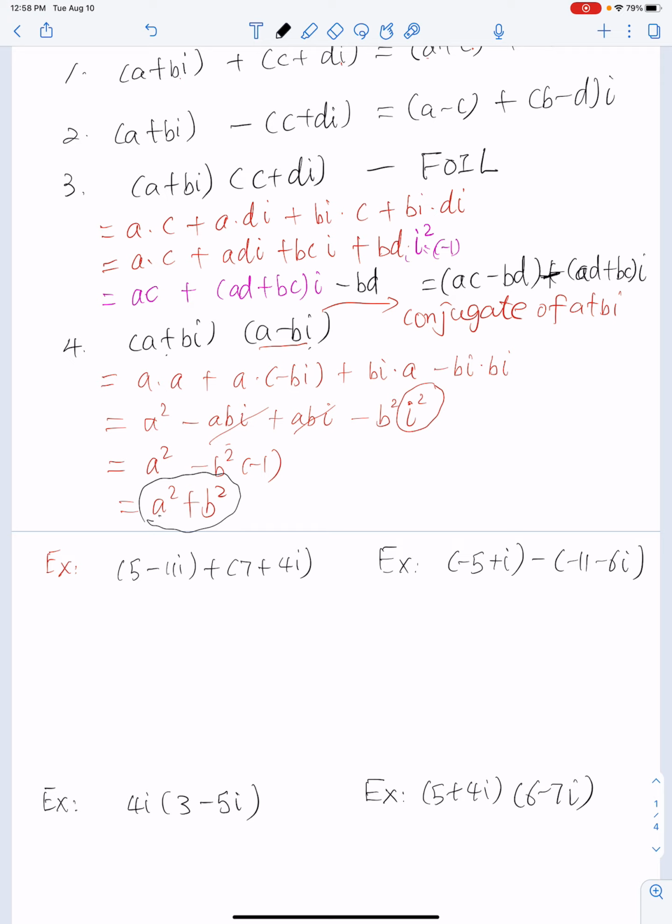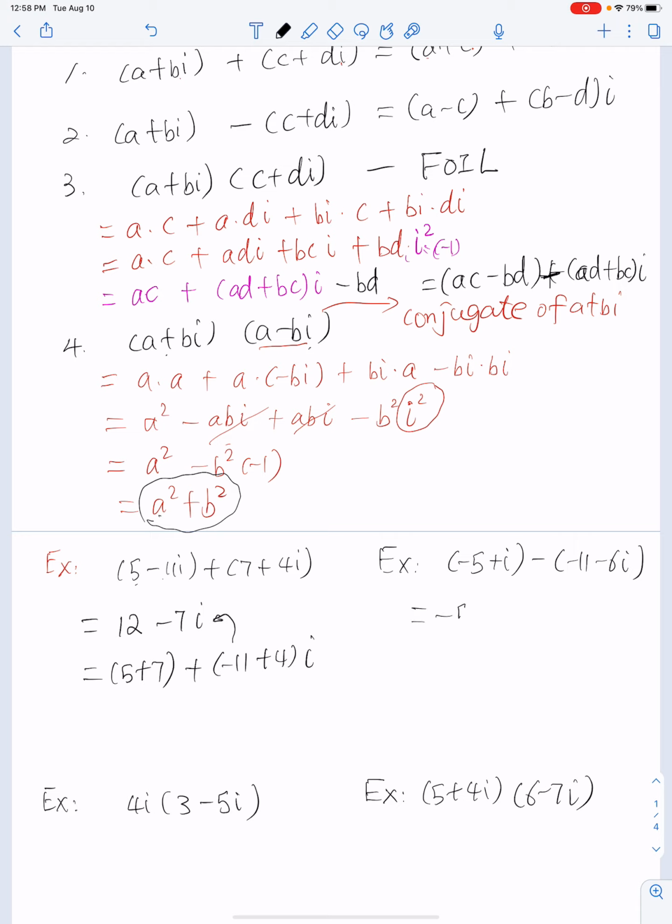Okay, so then let's practice. What do you do when you add? You combine like term. 5 plus 7 is what? 12. Minus 11 plus 4 is what? Minus 7i. So this is where it comes from. 5 plus negative 11 plus 4i. With me? And then you get this.